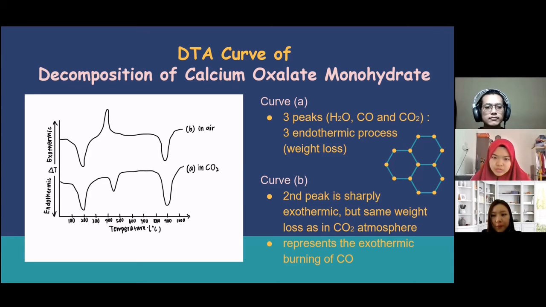Curve B represents the DTA curve for the same compound in air. The second peak in this curve is sharply exothermic, but corresponds to the same weight loss as in carbon dioxide atmosphere. So this peak represents the exothermic burning of carbon monoxide in air at the temperature of the furnace.